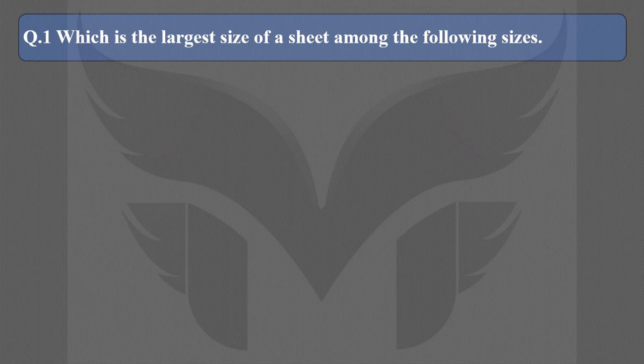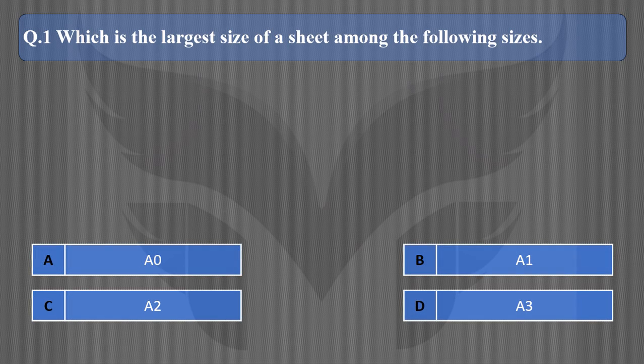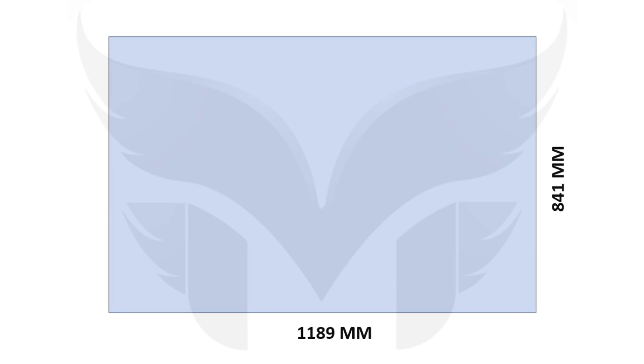Which is the largest size of a sheet among the following sizes? And the options are A0, A1, A2 and A3. Here we have a sheet of size 1189 by 841 mm, which is designated as A0 by the Bureau of Indian Standards. If we divide this sheet into two halves, then we get two A1 sheets.